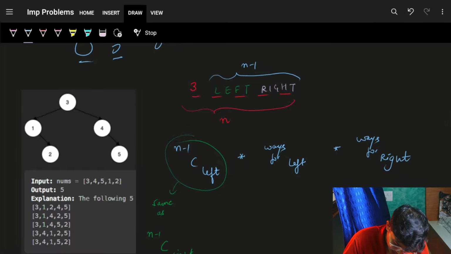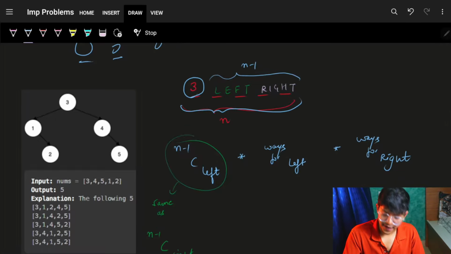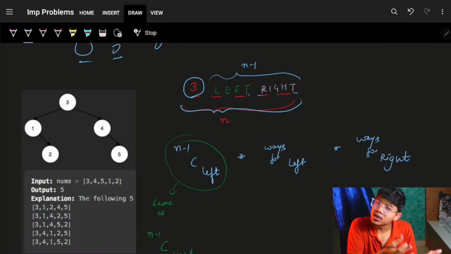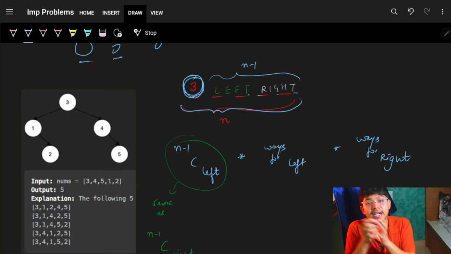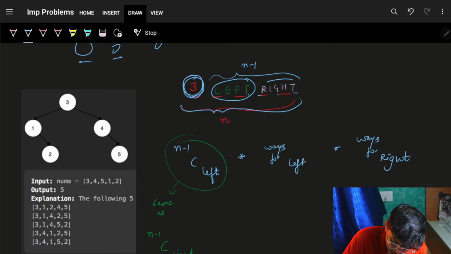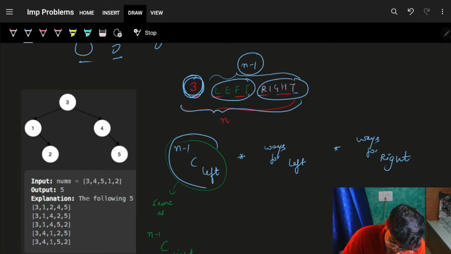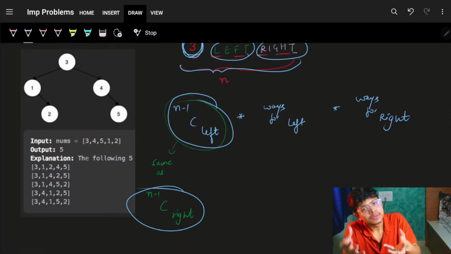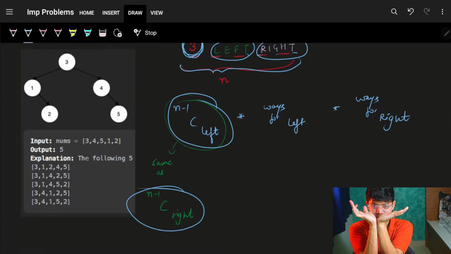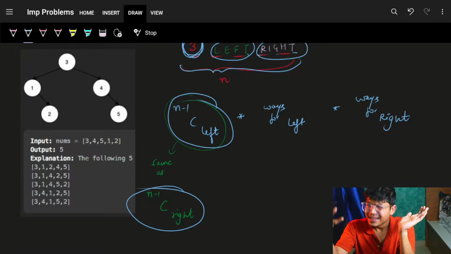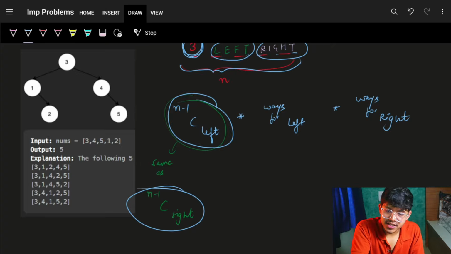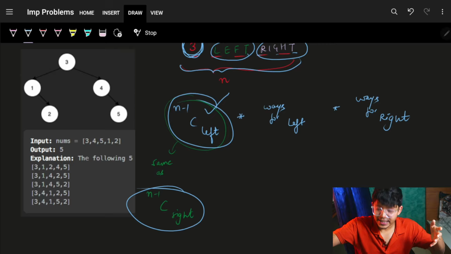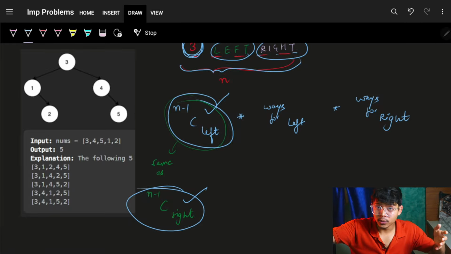So ultimately, you have your n numbers, one number is always fixed, you have some left numbers and some right numbers. How do you know the left and right? If it is smaller than the root, it's in left; if it is bigger, it is in the right. So you have n minus 1 numbers, so n minus 1 C left, or you can also do n minus 1 C right. Both are the same, because you have n minus 1 locations, and you can choose left or right to place in. The remaining locations will automatically be assigned to right if you choose left, and to left if you choose right.